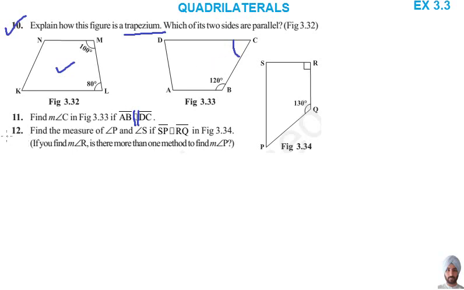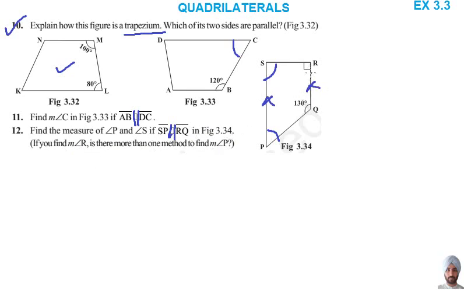And moving on to the last question now, question number 12. Find the measures of angle P, that is this one, and angle S, that is this one, if SP is parallel to RQ, this is the parallel sign. So these two line segments are parallel to each other. This is a hint: if you find measure of angle R, then is there more than one method? Okay, we will see later.